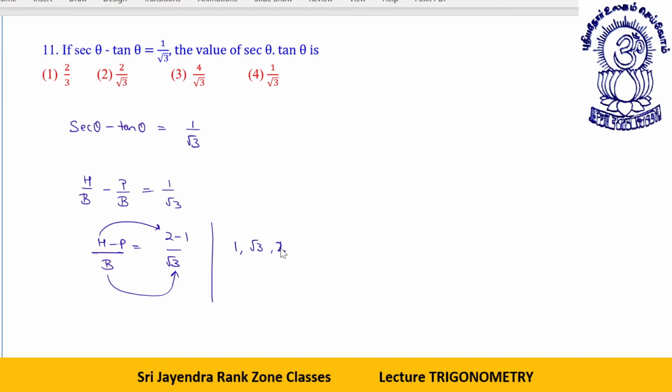Getting it? Perpendicular, base and hypotenuse. What do we require now? Sec theta into tan theta. Sec theta is hypotenuse by base multiplied by perpendicular by base. Hypotenuse is 2, perpendicular is 1, base is root 3. This will give you nothing but 2 by 3. 2 by 3 is which option? Option number 1 is the answer.